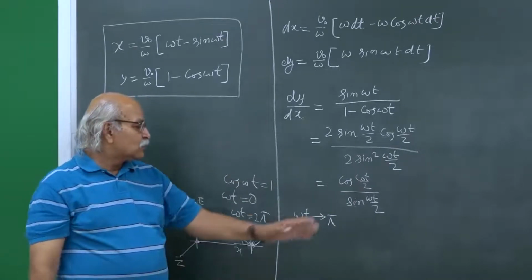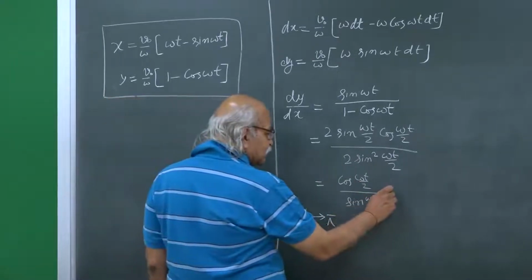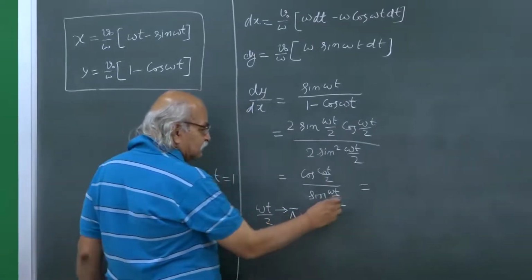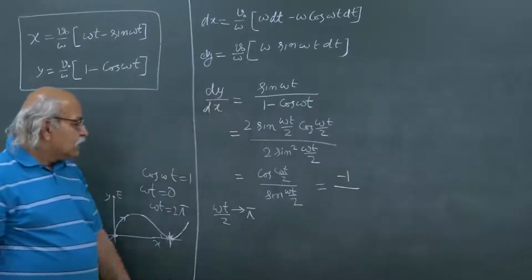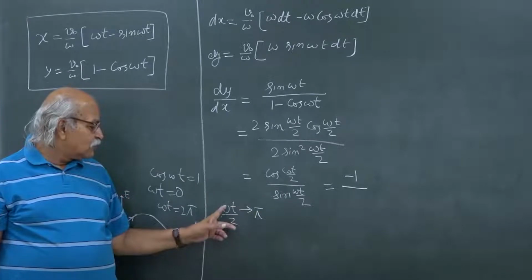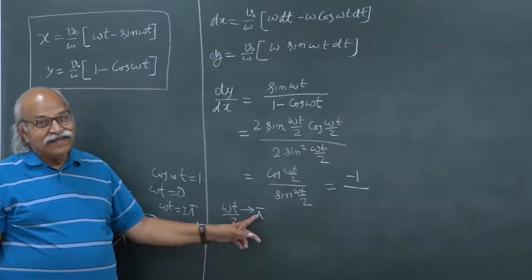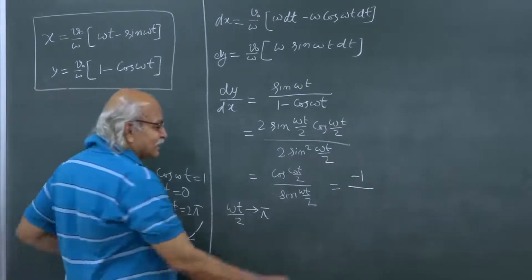What is cos omega t by 2? Cos omega t by 2 here is cos of pi, which is minus 1. And what is sine of omega t by 2? Sine of omega t by 2 is sine of pi, and that is 0.